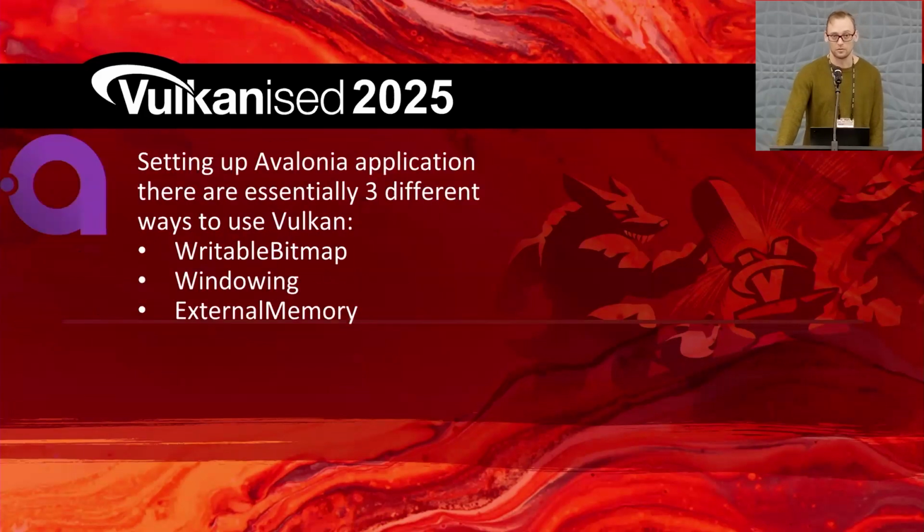All right, so looking at Avalonia, I saw there was at least 3 different ways you can use to get into it if you wanted to put Vulkan into Avalonia. There may be more in the future, but you could use a writable bitmap, windowing, or external memory, and I'll kind of go over how those ones differ.